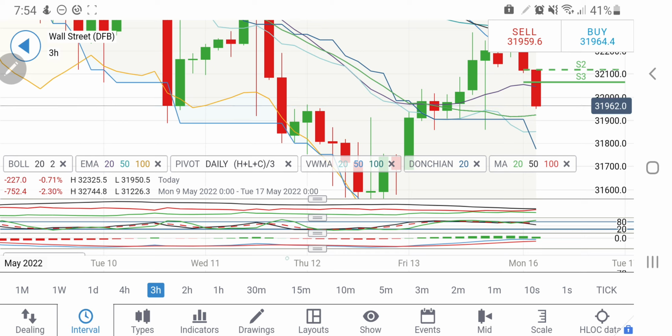Yes, there could be swings, and because the volatility is high, we can see swings. However, right now it appears to be trading with a bearish bias. Go short at 31,900, go long above 32,100 levels.